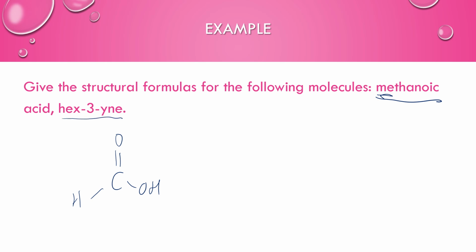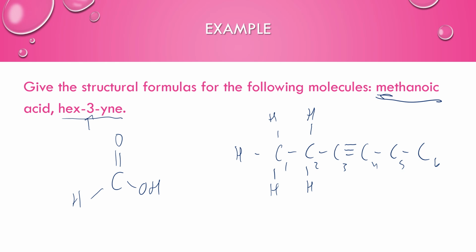The next one, hex-3-yne. Hex means 6 carbons. Okay, and if I were to count them like this, 1, 2, 3, 4, 5, 6, the 3 would indicate that it's between the 3 and the 4, and it's a triple bond because it's Y-N-E, yne. And then you would fill in the additional hydrogens. There are 3 additional spaces for hydrogen on the first carbon, 2 additional spaces on the second, none on the third and fourth, 2 on the fifth, and 3 on the last carbon there. And that is hex-3-yne.